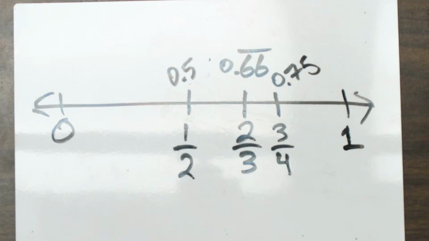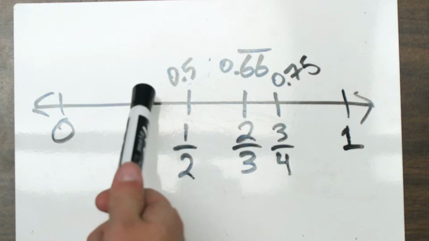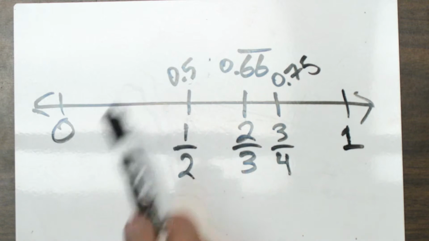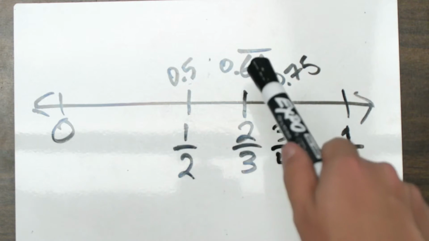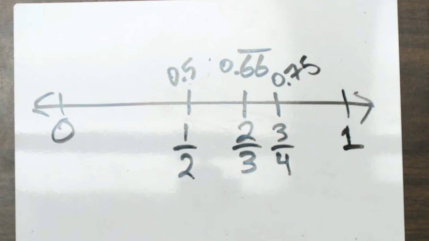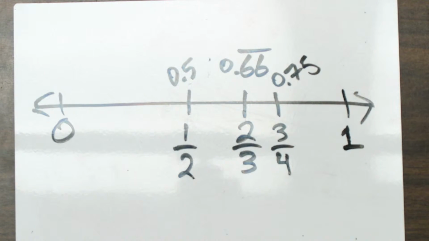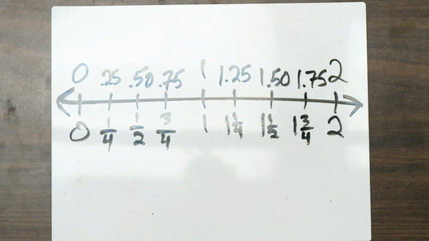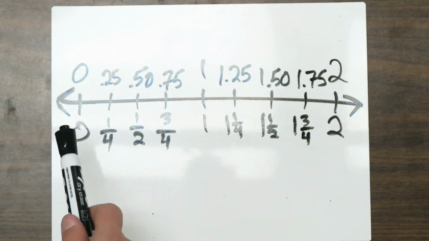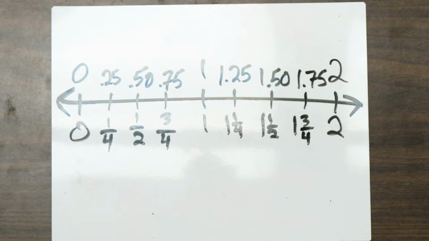So looking at these common fractions and decimals again, we can see 1/2 and 0.5 are the same thing. 2/3 and 0.6 repeating are the same thing. 3/4 and 0.75 are the same thing. When we count using fractions and decimals, we count a little bit differently than if we're counting by whole numbers like 0, 1, 2. Remember, in that case, we just add 1 to the last number.